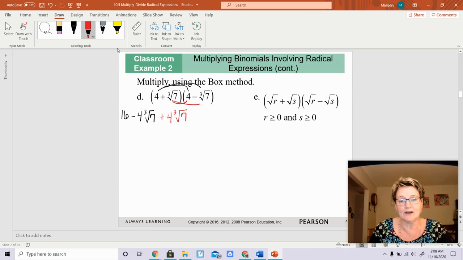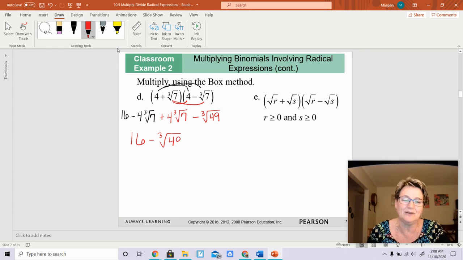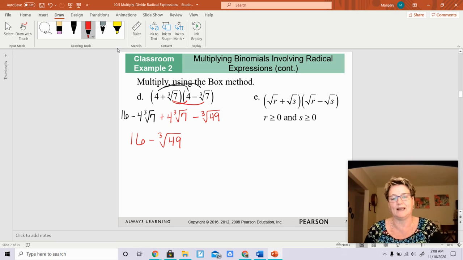And then this here is going to give you a negative cube root of 49. So if you notice, the two middle terms cancel out and you're left with 16 minus the cube root of 49, and you cannot reduce the cube root of 49.